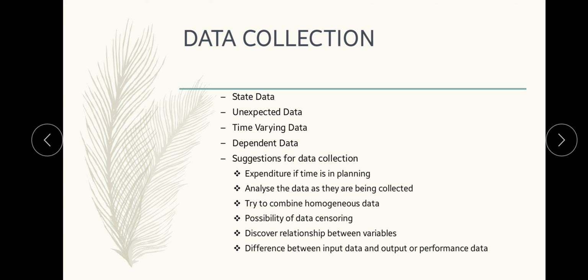The fifth suggestion is to discover whether there is a relation between two variables. Identification of the relationship between the variables is very much required. The sixth suggestion is to consider the possibility that a sequence of observations that appear to be independent actually has autocorrelation. So see whether the data being collected are autocorrelated or not. And the seventh suggestion is to keep in mind the difference between input data and the output or performance data, and make sure to collect the input data.